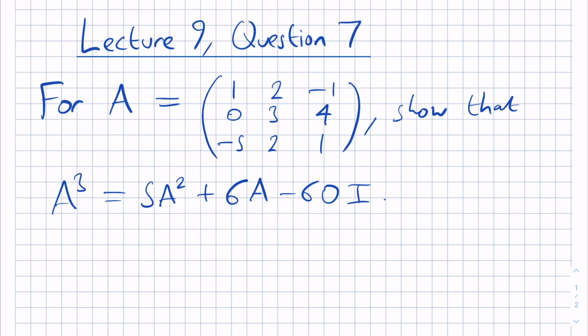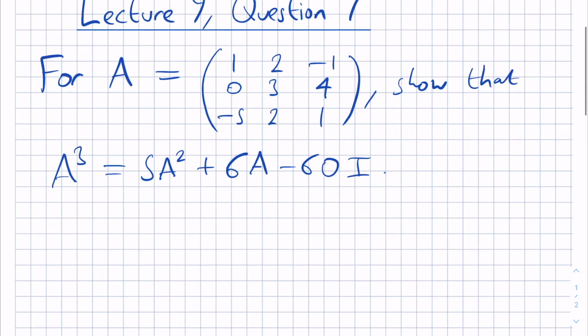The question says, for the matrix A, which is 1, 2, minus 1, 0, 3, 4, minus 5, 2, 1, show that A cubed is equal to 5A squared plus 6A minus 60I. And the question also has a hint, which is there's a fast way and a slow way.